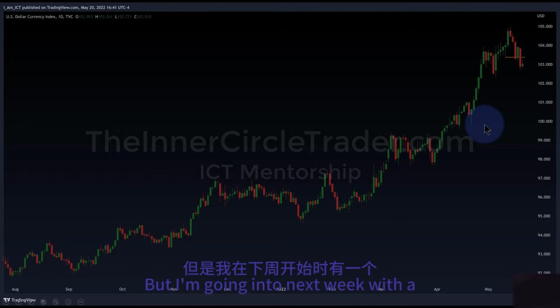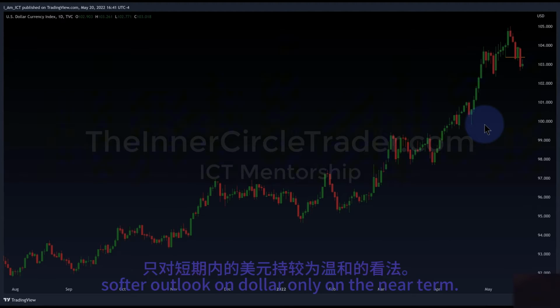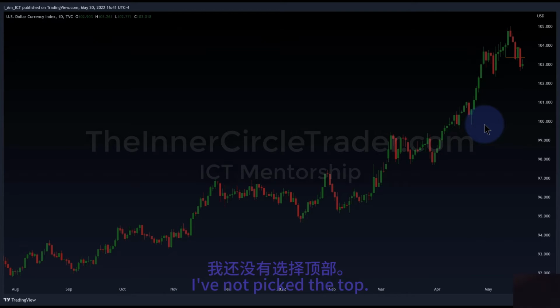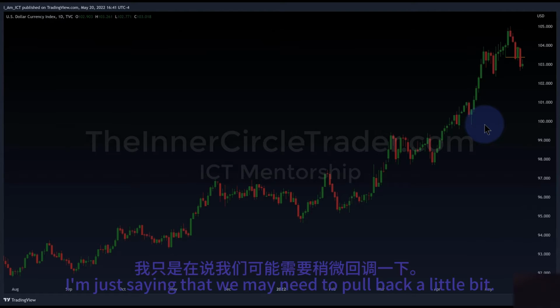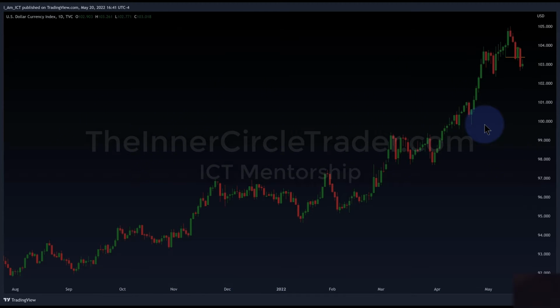But I'm going into next week with a softer outlook on dollar, only on the near term. I've not picked the top. I'm not trying to call the top. I'm just saying that we may need to pull back a little bit.